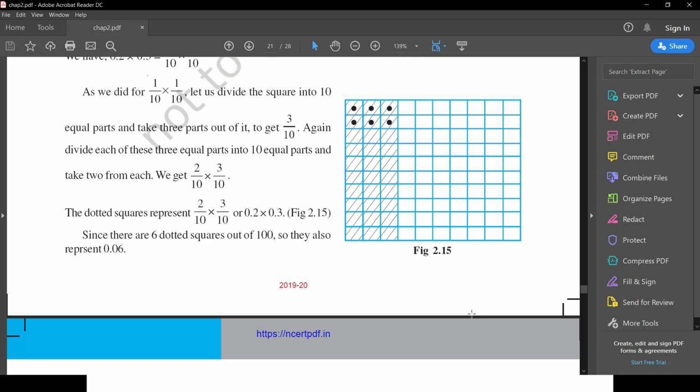Today I am going to teach you class 7 mathematics, chapter fraction and decimal, part 6 continued. You can see another example.